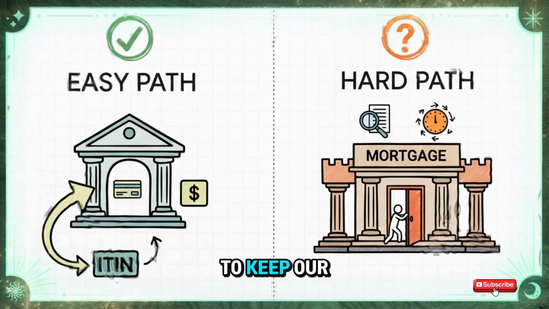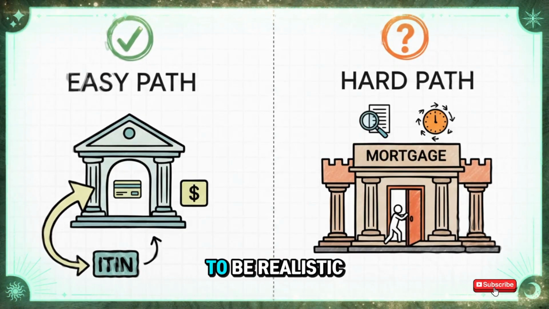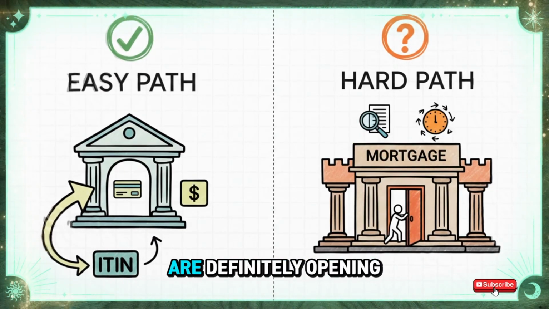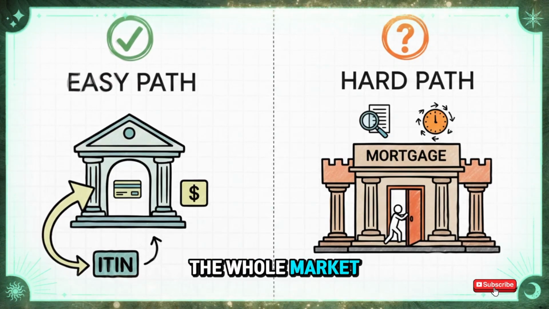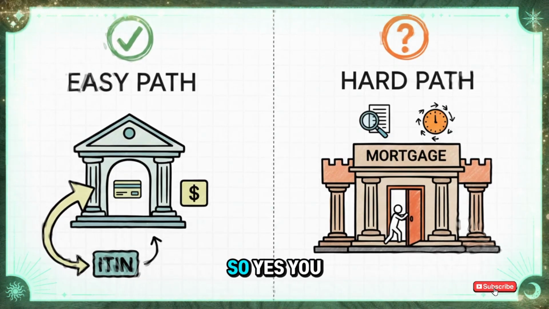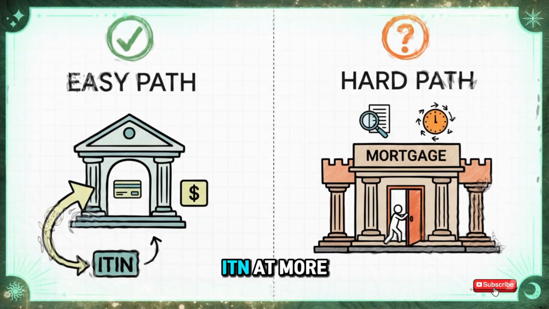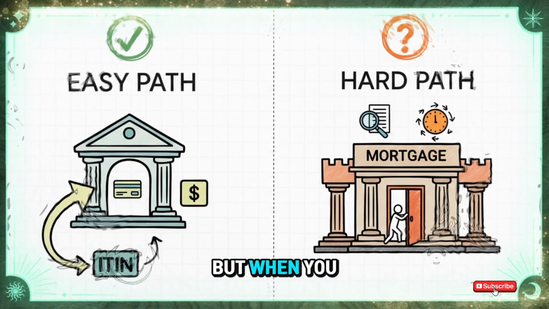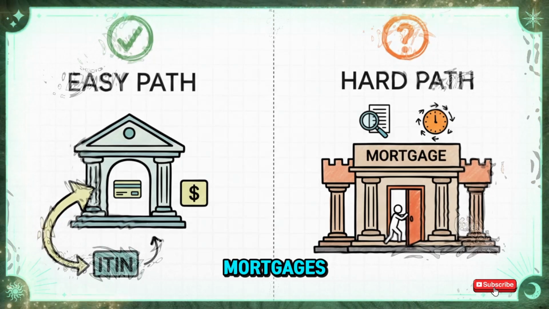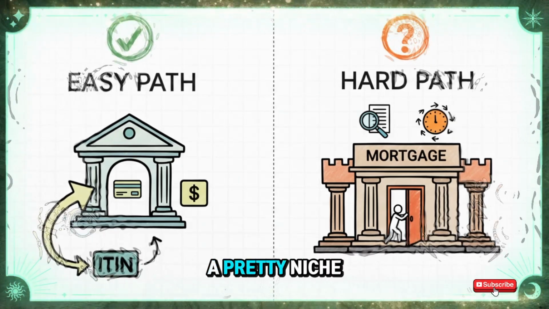But we've got to keep our feet on the ground here. We have to be realistic. While some doors are definitely opening, the whole market is still in its early days. So yes, you can open a bank account with an ITIN at more and more places, but when you start talking about big stuff like mortgages, well, that's still a pretty niche market.